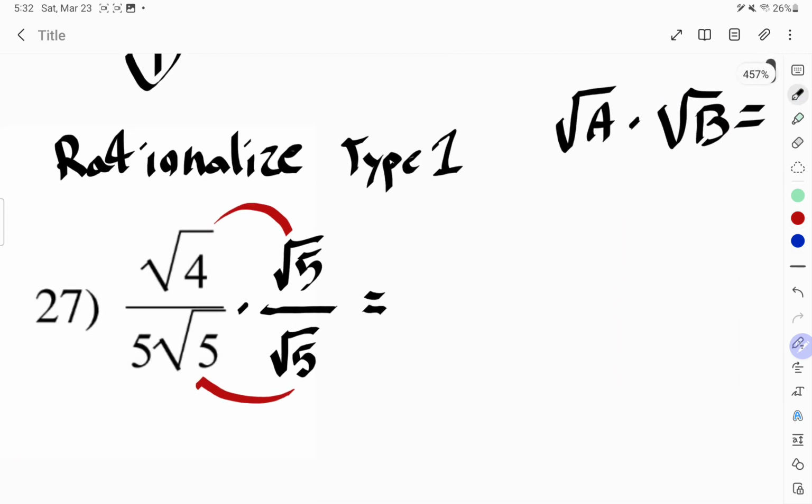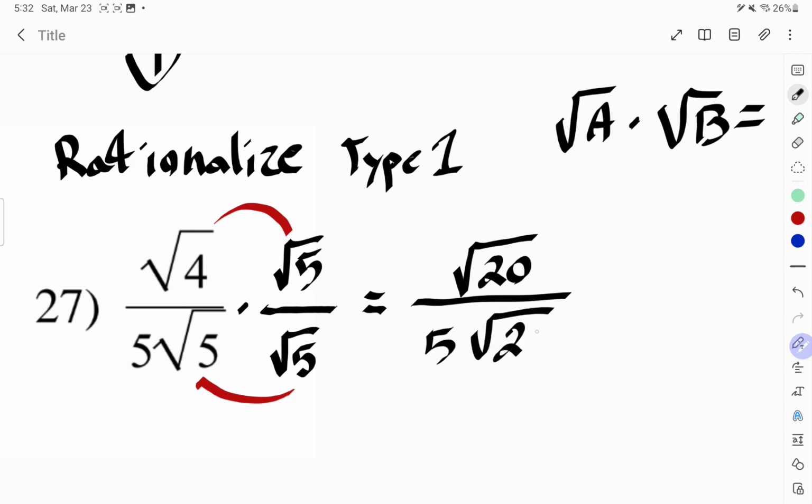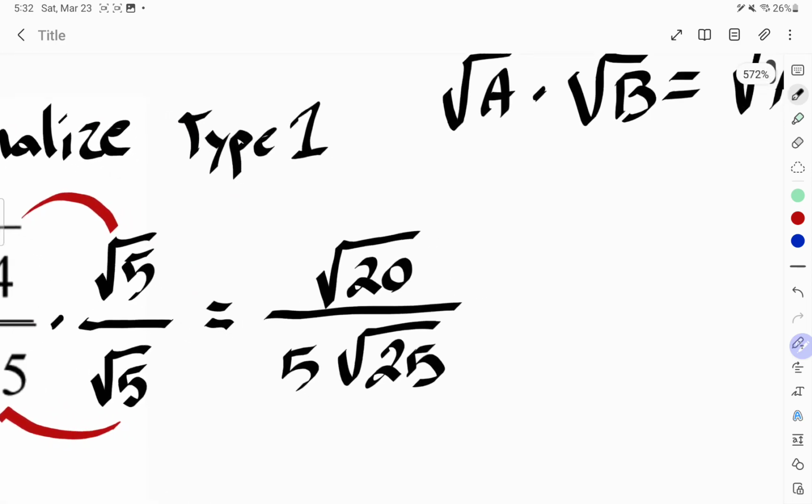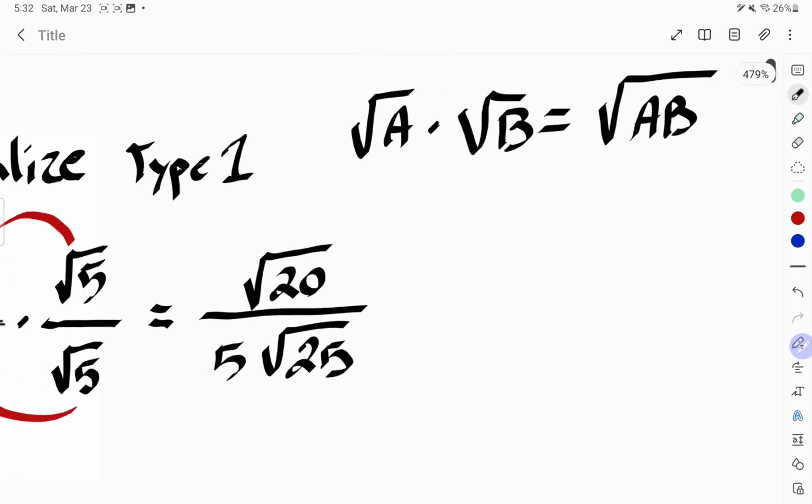So on the top, I'm going to get the square root of 20. I shouldn't have been saying radical. On the bottom, I'm going to have 5 square root of 25. All you have to do at this point is simplify your square roots. So how can I simplify 20? I can separate it into 5 and 4, and then 4 into 2 and 2.